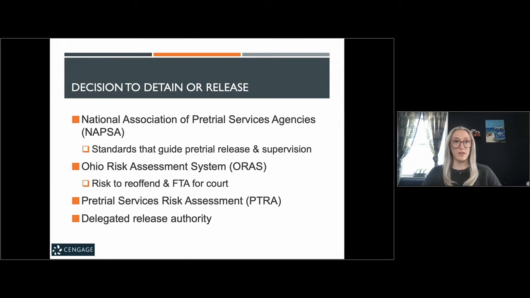Then we have the pretrial services risk assessment, which is a federal pretrial assessment, very similar to the ORAs that's used at the state level, and delegated release authority. The delegated release authority simply is a term that is referring to the statutory authority that allows pretrial officers to release a defendant before that defendant sees the judge. So it gives them the authority to make that decision before the offender even sees the judge.